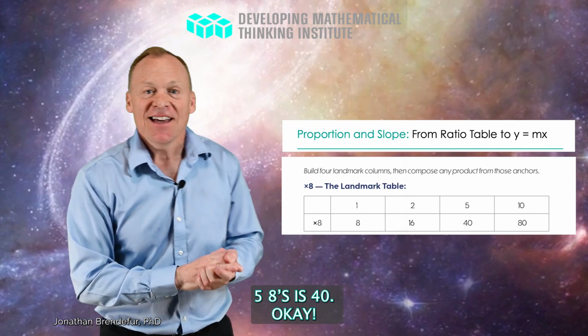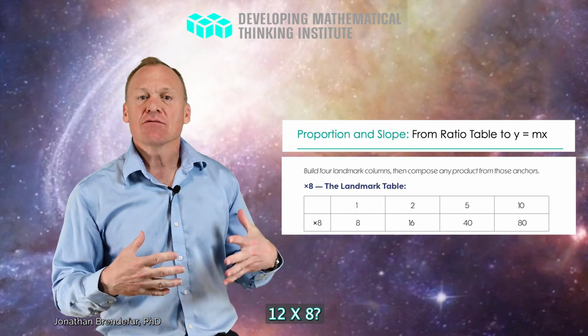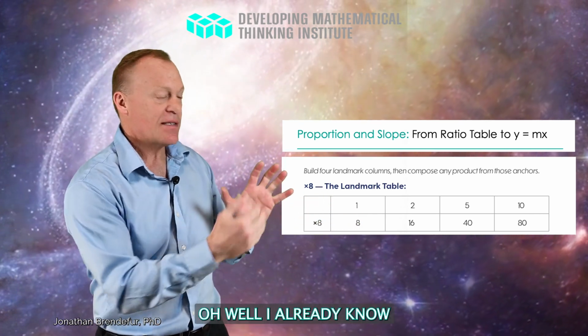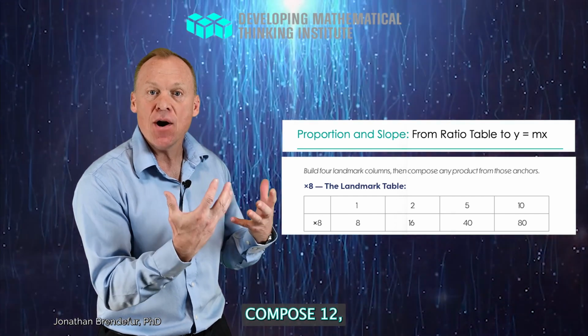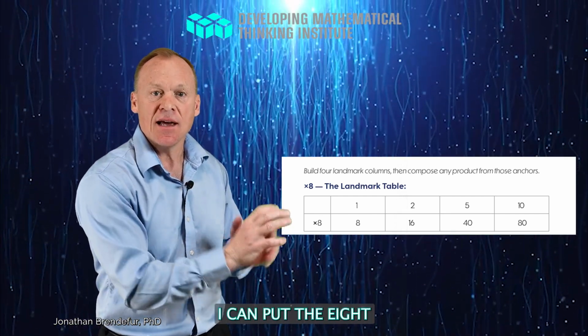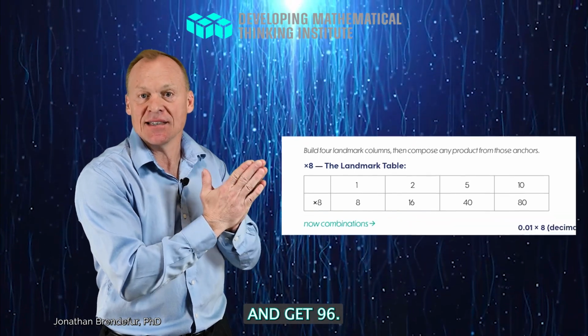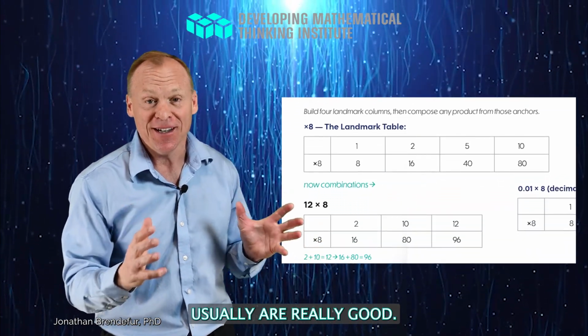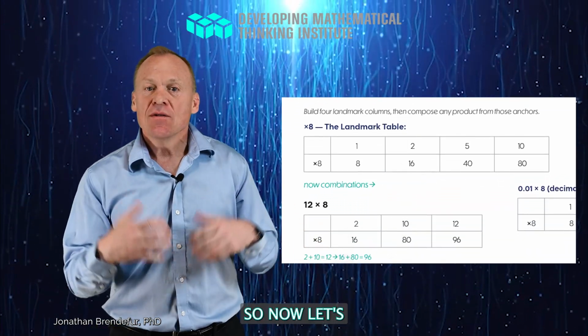5 eights is 40. Okay, now I can say, well, what about 12 times 8? Now I look at my table and I say, oh, well, I already know, because I want to compose 12. I see a 10, which is 80. I already see 2 is 16. I can put the 80 and 16 together and get 96. And the numbers usually are really good. So now I have 12 times 8.